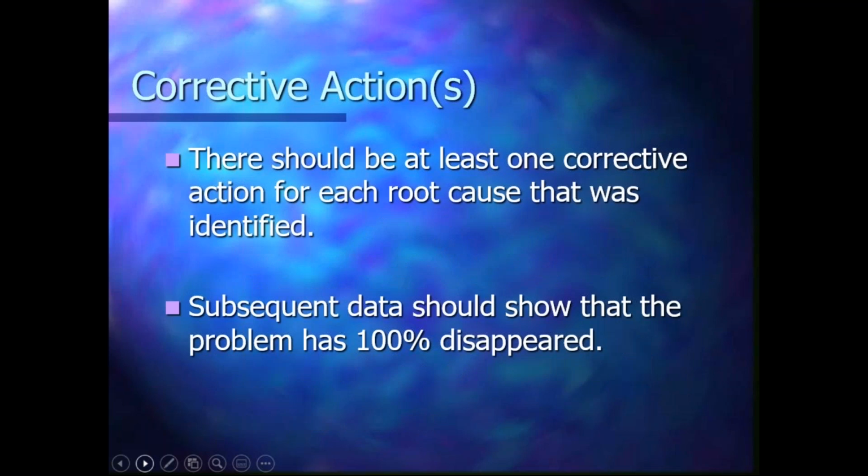There needs to be at least one corrective action for each root cause identified, and subsequent data should show the problem has 100% disappeared. You should be able to turn the problem off just like a light switch. And if you're seeing the problem is 100% disappeared, you know you have the true root cause and a corrective action that is effectively addressing that root cause.